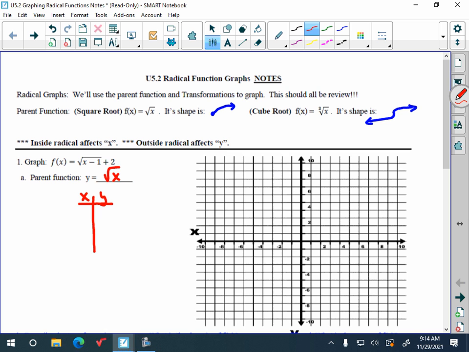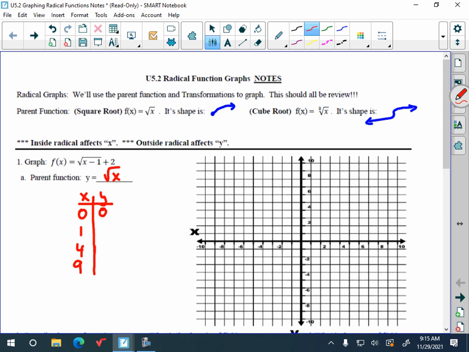0. Yeah, 0. So we always want to use 0, 1, and 4. Those are the first three perfect squares. Now, if you want to use 9, you can. If you want to use 16, that's fine also. But 0, 1, and 4 are always the first three that we want to use. So when we take 0 and plug it in for x and take the square root of it, we're going to get 0.